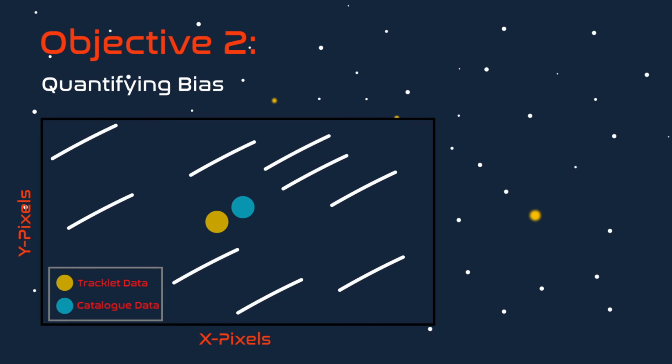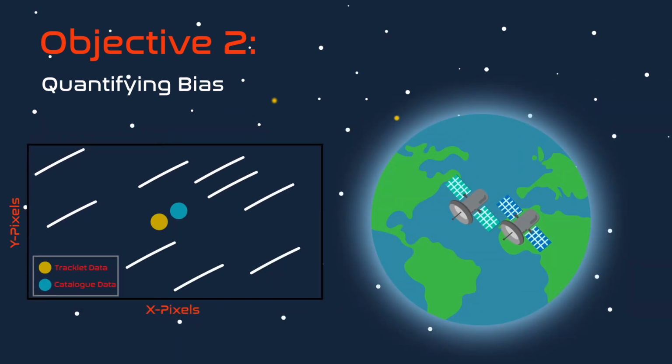The next step is to quantify and account for the system's biases. We compare our tracklets against an official catalogue of satellite positions and assess and characterize any systematic errors. It was determined that the system produces angular detections accurate to 0.04 degrees.